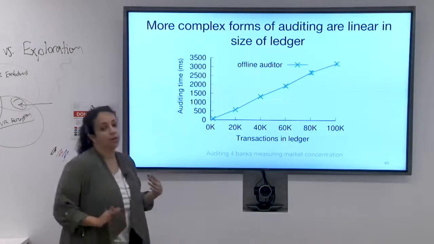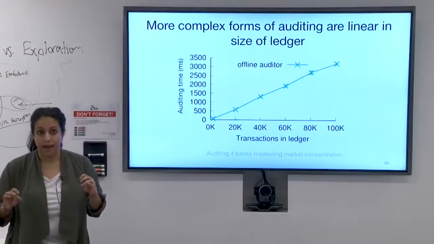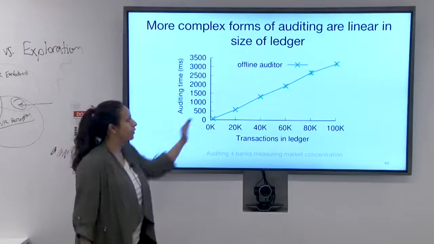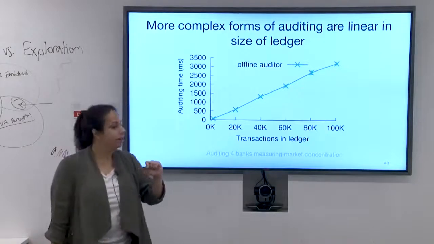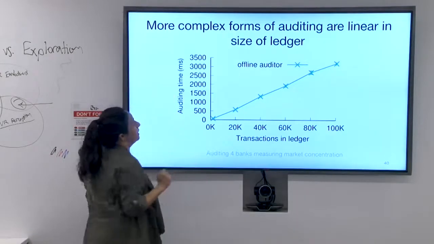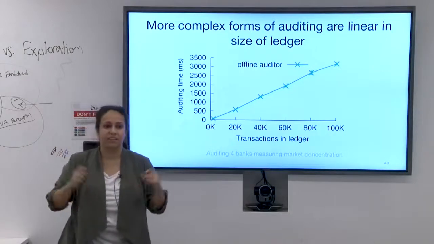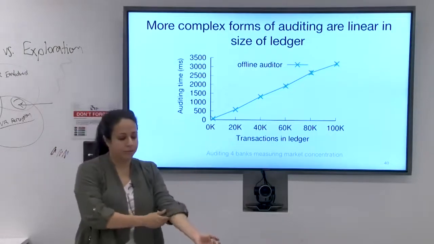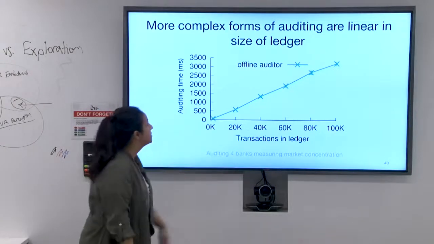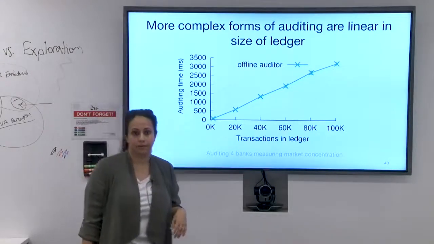Now, if the auditor is not online and hasn't been maintaining commitment caches, then auditing is order the number of things in the ledger. Here we have a ledger with 100,000 entries. It takes about 3.5 seconds to audit that. Still not so bad, really. And it's pretty linear. So you could imagine, if you had 1 million entries, it would be 10 times that. It would be about 30 seconds.